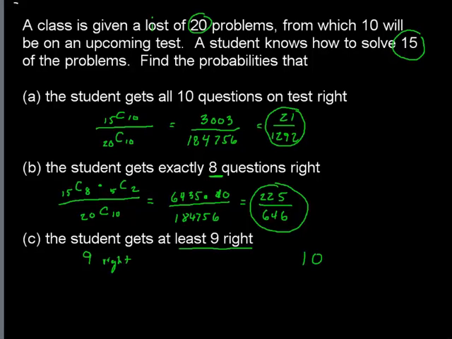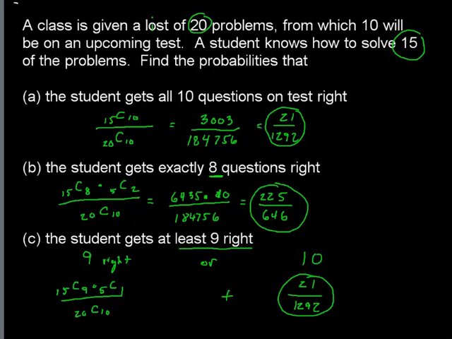or all 10 right. Now, the good thing is we already figured out the probability to get all 10 right. That would be 21 out of 1292. I have to add that to the probability of getting 9 right because it's one or the other. I'm going to get 9 or 10. So 9 right would be, of the 15 I know, I want to choose 9 of them. Of the 5 I don't know, I'm going to choose 1 of them because I want 9 right, 1 wrong in this scenario. On the bottom would be the 20 choose 10.